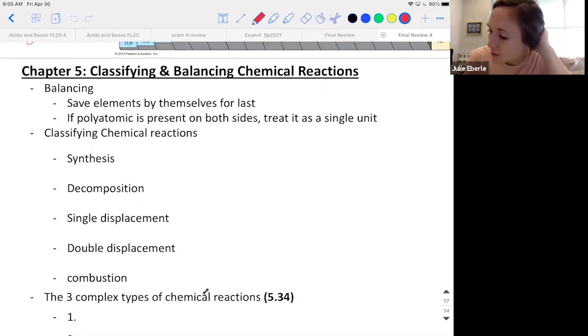We said some tips when you balance elements by themselves. Save those for last, okay? It could be a diatomic that's by itself. It could just be an element. But you can balance that without messing up anything else.